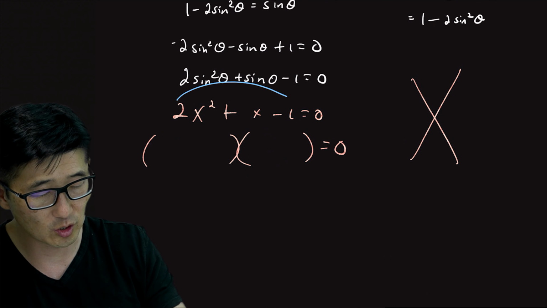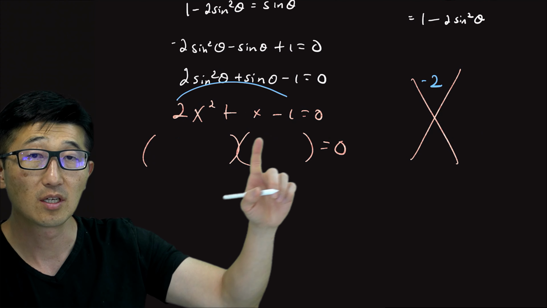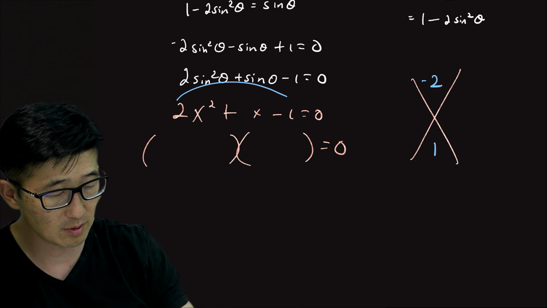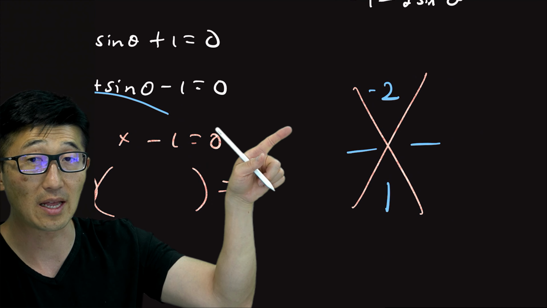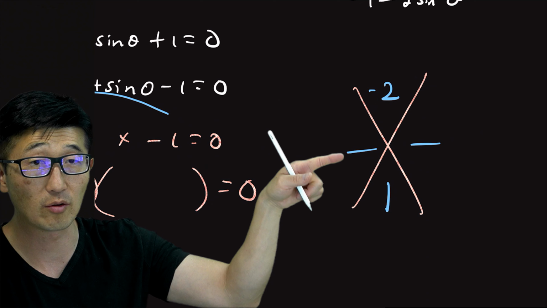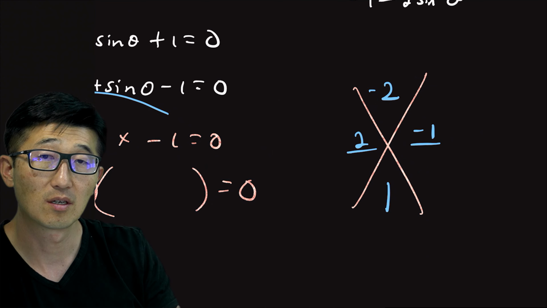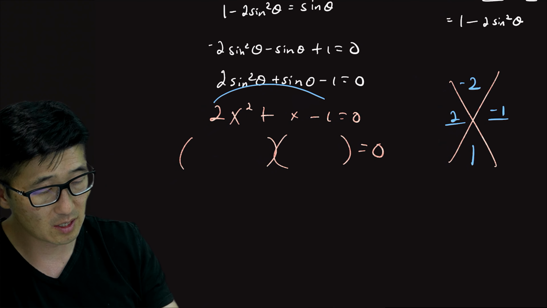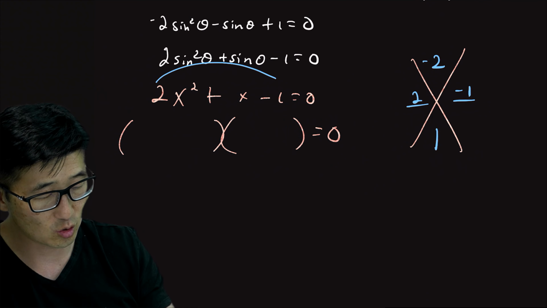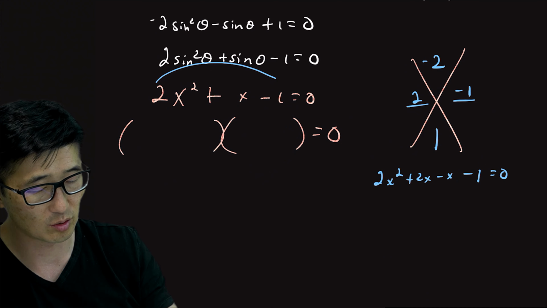Yeah. So it'll be 2 times the last number, which is negative 2. You put that on top. Then you put the middle term on the bottom, and just come up with two numbers that will multiply into the top, but the two numbers in the middle will add up to the bottom. Obviously, it's going to be 2 and negative what? Negative 1. Yeah, negative 1. And then you have to rewrite the equation as 2x squared plus 2x minus x minus 1 equals 0. Okay, do you get that part?